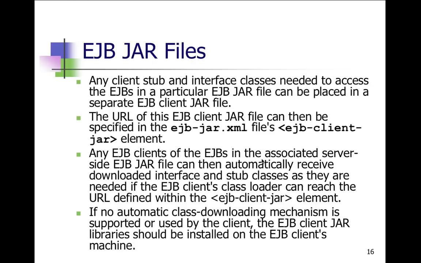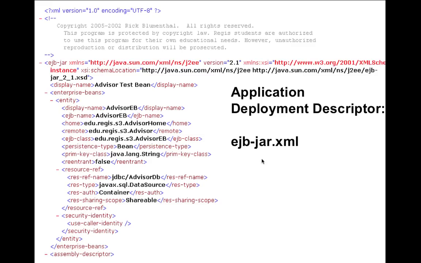So the client end of it goes in through that XML interface descriptor, pulls the jar information, runs it, and sends it back. So it knows how to find it on the server. If no automatic class downloader mechanism is supported or used, the library should be installed on the client's machine. So you can actually put it on the client side. It's distributed. It can go anywhere it wants to. But normally you're going to find it on the server.